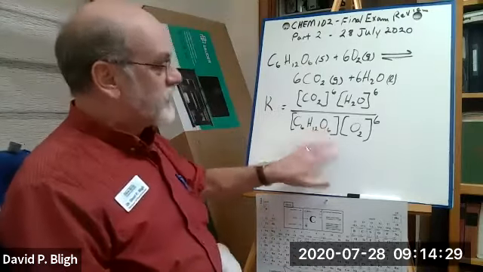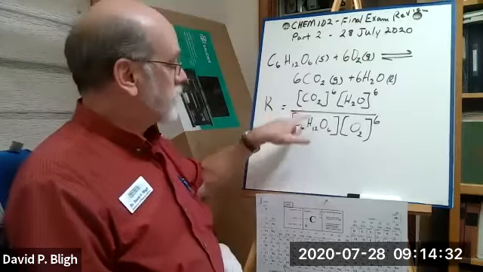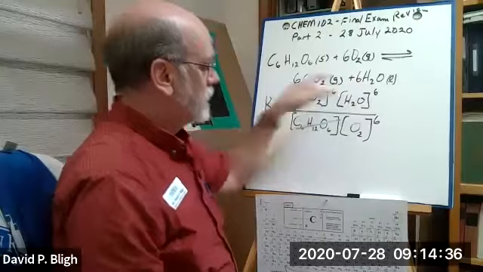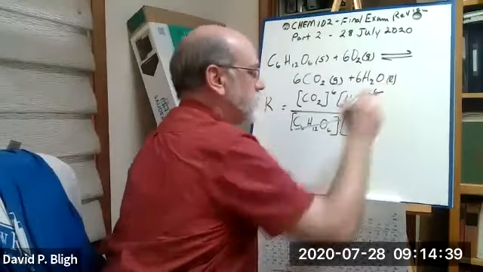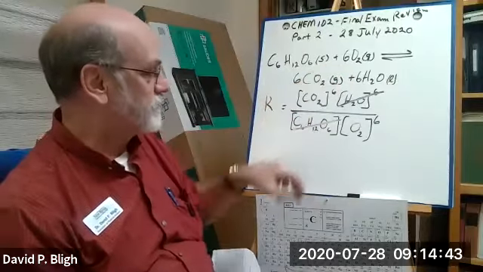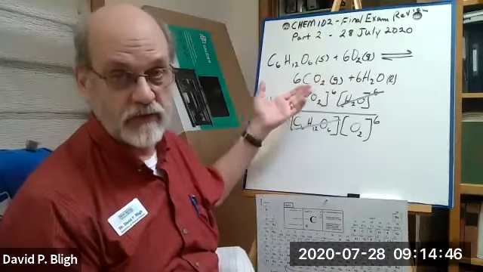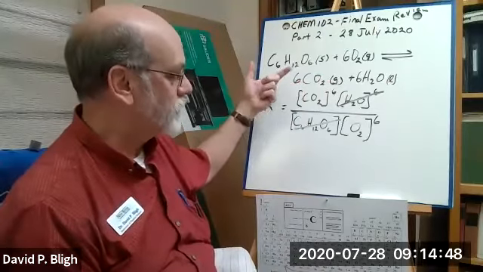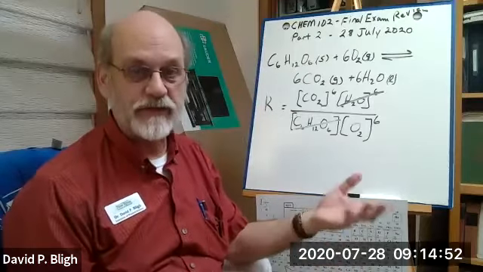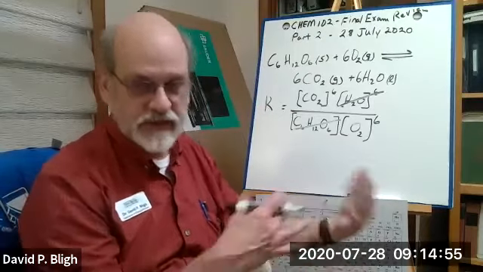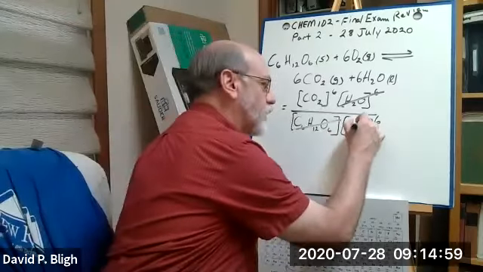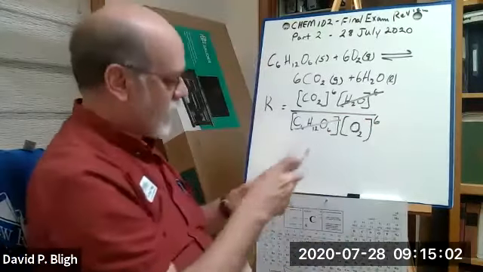So this expression is not correct because we've included a solid and a pure liquid. So the correct expression would be only the gases. We don't have any aqueous solution involved here. So the only thing left is gases, which do change in concentration as the reaction proceeds and reaches equilibrium. So that would be the equilibrium expression for that reaction.